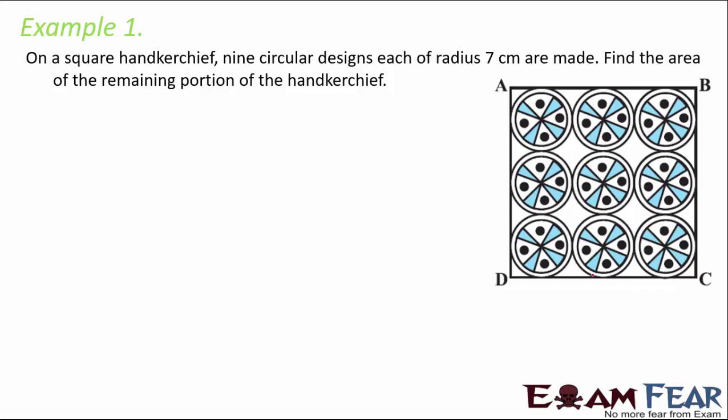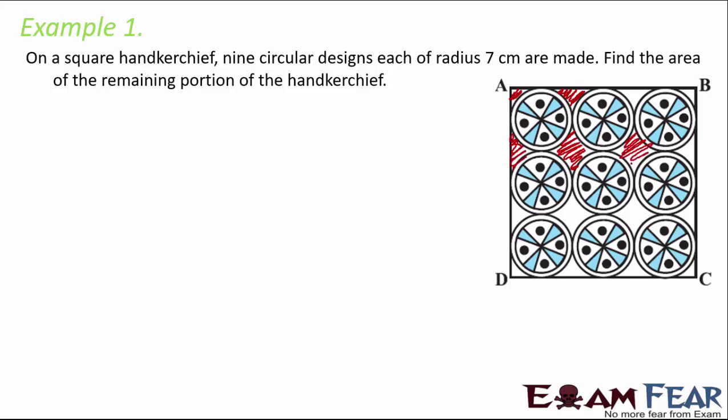Let's look at some of the questions, because you do not get very straightforward questions from this lesson. You get a scenario and you will have to relate it to the area that you need to calculate. For example, on a square handkerchief, 9 circular designs, each of radius 7 centimeter, are made. Find the area of the remaining portion of the handkerchief. So this is the handkerchief and you have a total of 9 circular designs like this. You will have to find the remaining portion of the handkerchief, that means these areas.